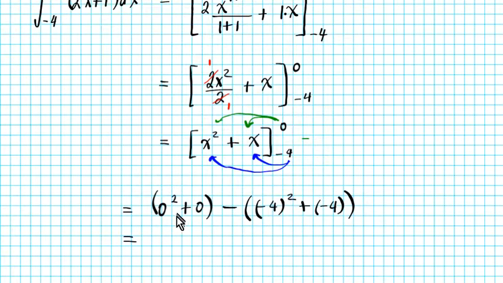Okay? 0 squared plus 0 is just 0, so we have minus. -4 squared is positive 16. Positive 16 minus 4 is going to be the opposite of 16 minus 4, which is 12, and that's your final answer. Let's try another example for problem 2.